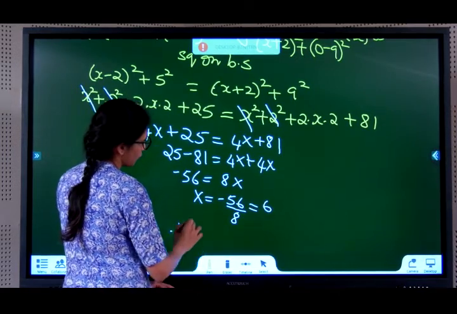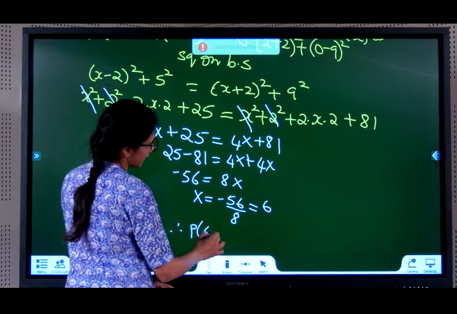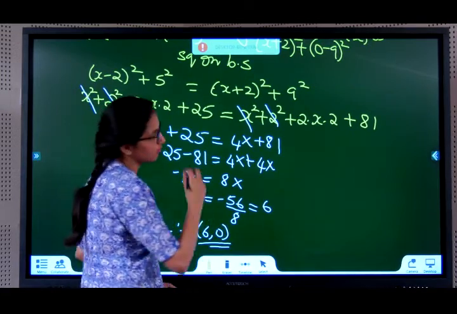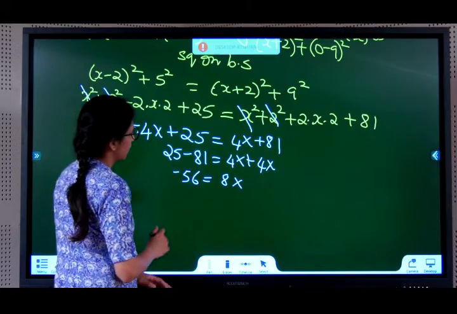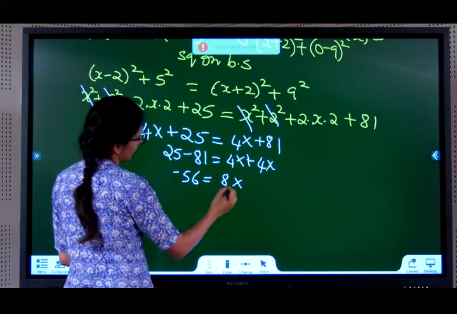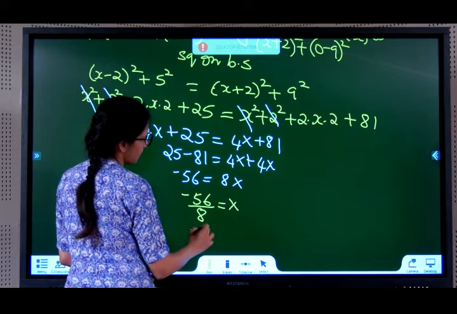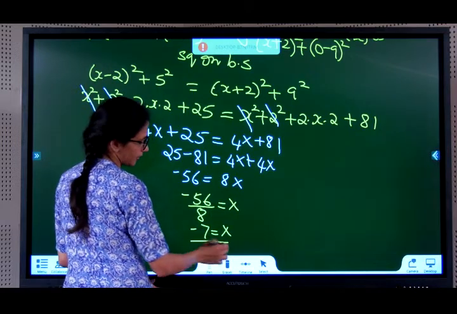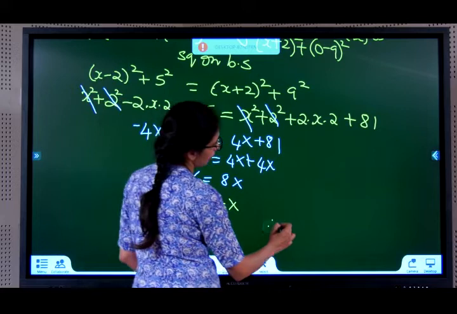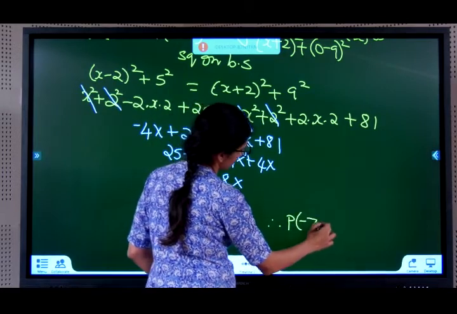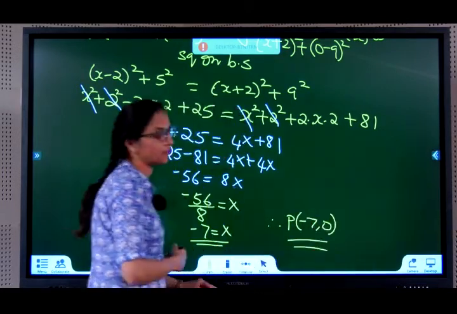So therefore, you can say the point on the x-axis is (6, 0), which is equidistant from the given two points. So minus 56 equals 8x, 8 comes down, minus 56 by 8 is equal to x, minus 7 is equal to x. Therefore, the point on the x-axis is (minus 7, 0), which is equidistant from the given two points.